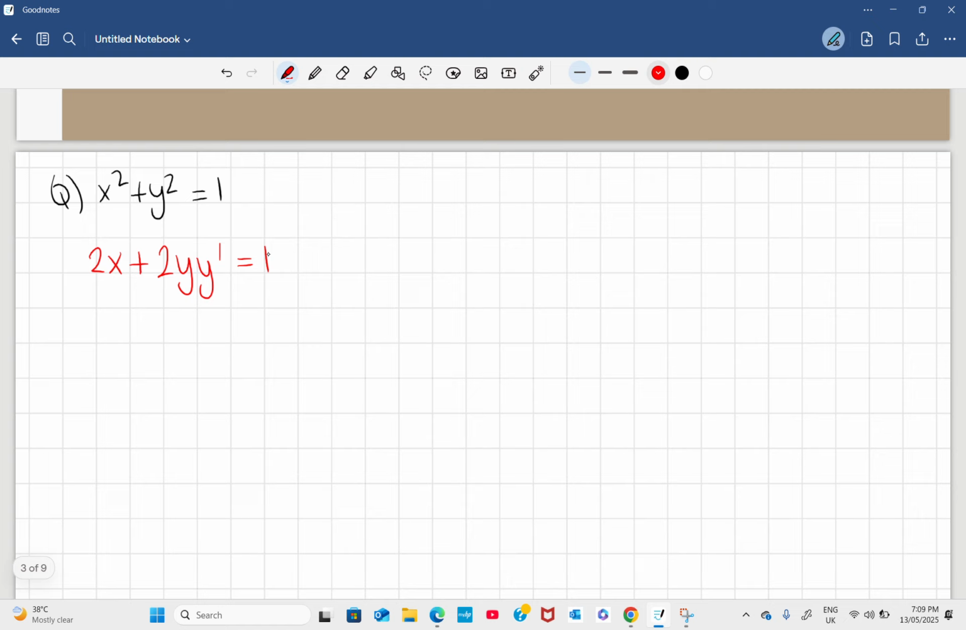Now, equals to the derivative of 1, which is 0, since I'm finding the derivative. Now, what am I gonna do? I need the y prime on its own, so I'm gonna take negative 2x to the other side, which equals 2y y prime. Now I'm gonna divide by 2y to get y prime alone, so y prime is gonna be negative x over y, since the two cancel out.